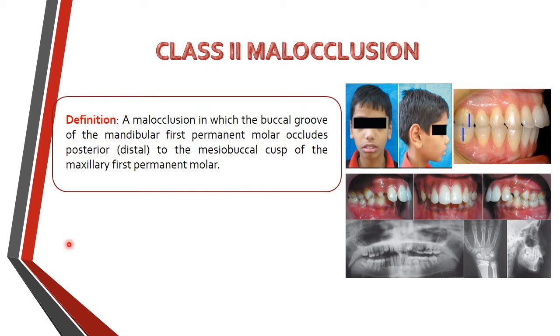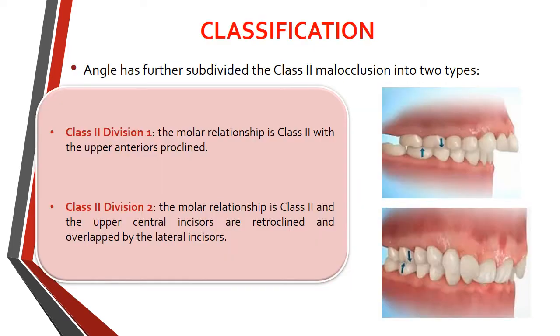So the Class II malocclusion definition is that type of malocclusion in which the buccal groove of the mandibular first permanent molar occludes distal or posterior to the mesiobuccal cusp of the maxillary first permanent molar. Dr. Angle has further subdivided the Class II malocclusion based on the incisor relationship into two types.